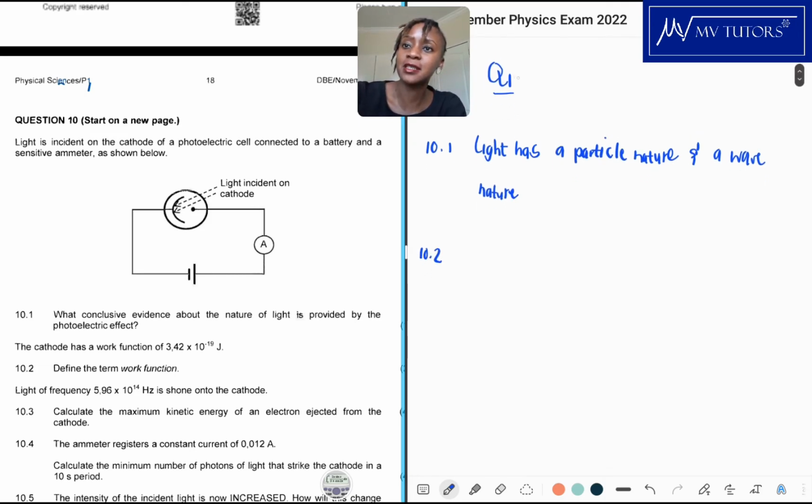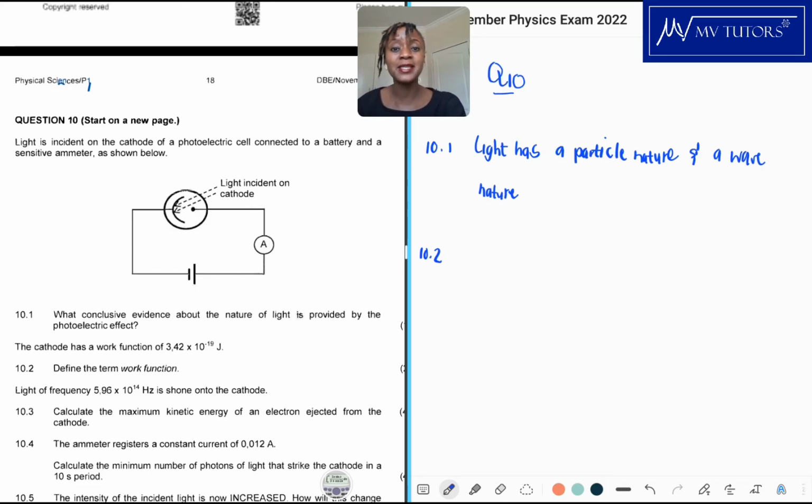Question 10, did I just say question 1? All right, so the cathode has a work function of 3,42 times 10 to the power negative 19 joules. Now it says, define the term work function.